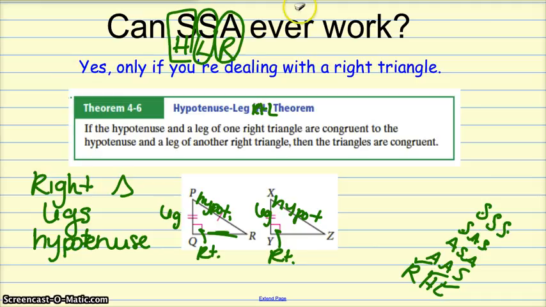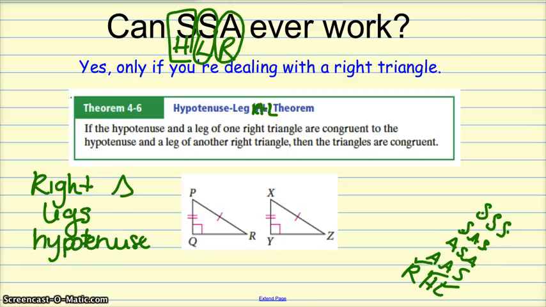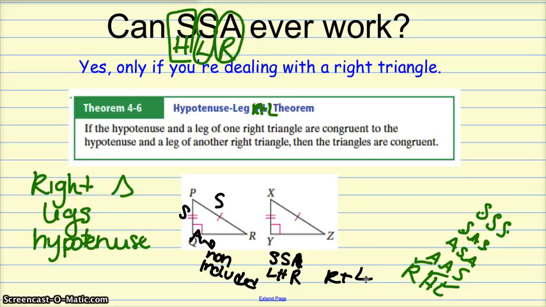So we look back at this again too from that lens of angle, side, angle. Let me get a different color. Here's your angle, here's your side, here's your side. It's not in between, it's a non-included angle. So instead of calling this one SSA, because we have a right angle, we have a hypotenuse, and we have a leg, we'll call it RHL.